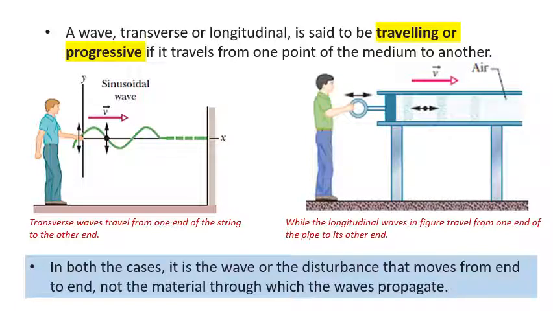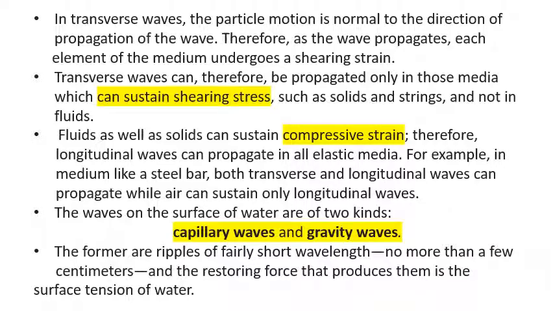A wave, transverse or longitudinal, is said to be traveling or progressive if it travels from one point of the medium to another. In both cases, it is the wave or the disturbance that moves from end to end, not the material through which the waves propagate. In a transverse wave, the particle motion is normal to the direction of propagation.